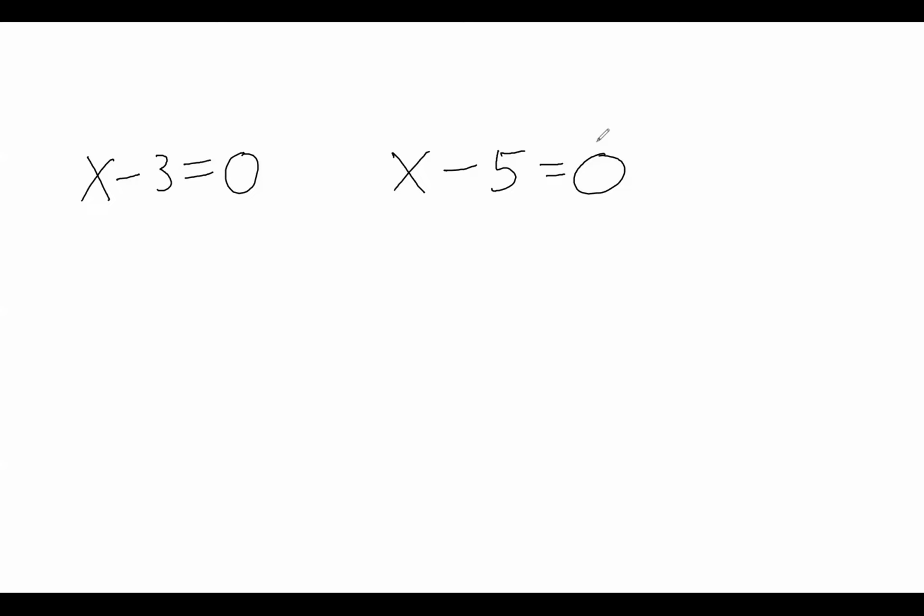Okay, so the two equations I have are x minus 3 equals 0 and x minus 5 equals 0. So now let's solve them separately. They each get their own set of steps and their own final answer. So for x minus 3 equals 0, here is where I can finally get x by itself on one side. I'm adding 3 to both sides. 0 plus 3 is 3. So one of my solutions is x equals 3.